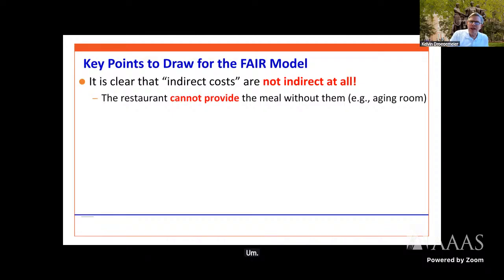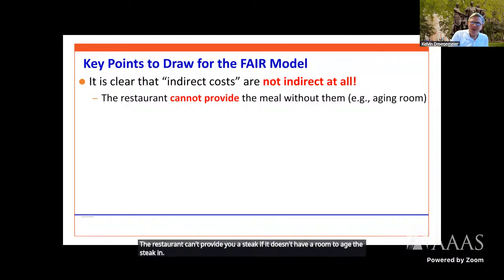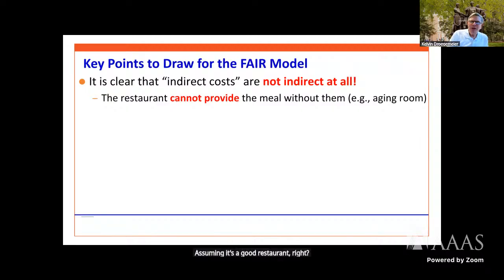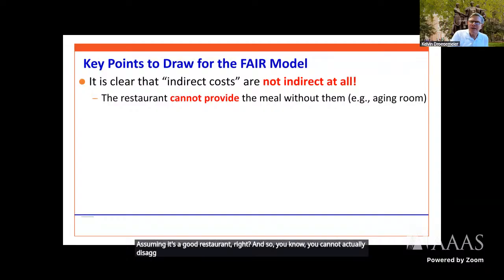The restaurant can't provide you a steak if it doesn't have a room to age the steak in, assuming it's a good restaurant, right? And so, you cannot actually disaggregate the direct and the indirect costs. They go together. You can't say, well, let's do one without the other. You really can't do that. You cannot do one without the other.